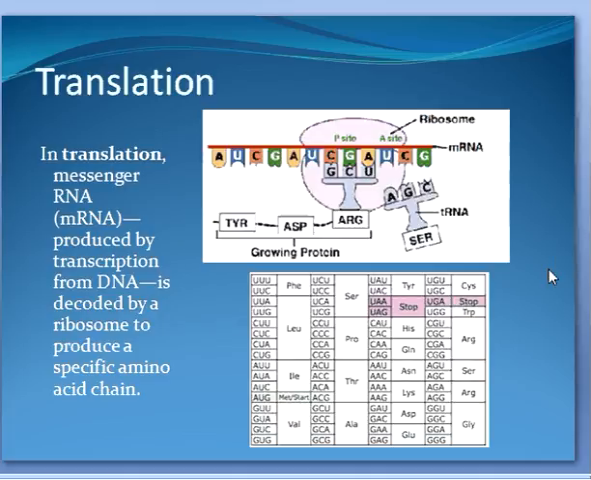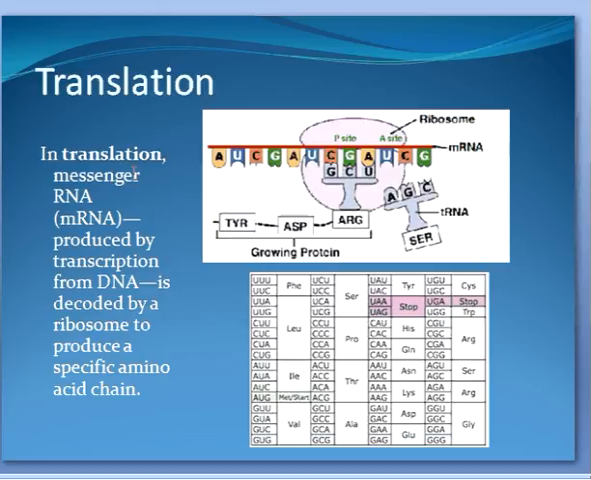And remember, all of this started way back in the nucleus, where the DNA transferred the information to the messenger RNA. The messenger RNA then brought it from the nucleus out into the cytoplasm. Here's that messenger RNA that has all those bases attached. Depending on what the sequence is of those bases, we will then be drawing in the appropriate amino acids to make a growing amino acid chain, which is then producing a protein.